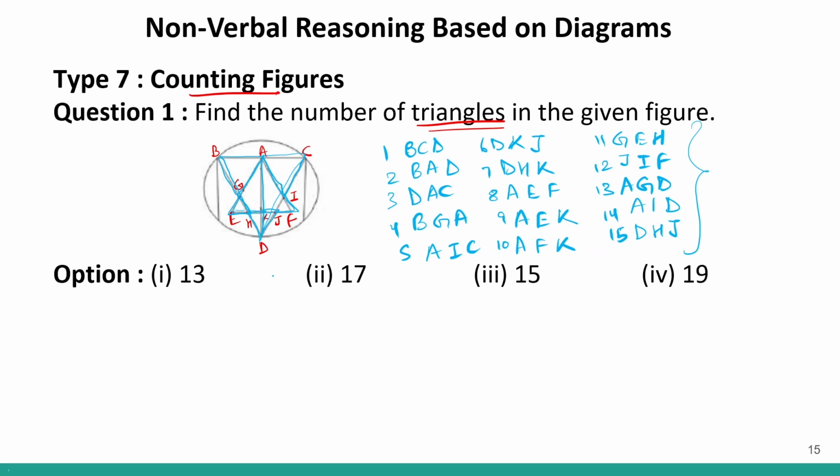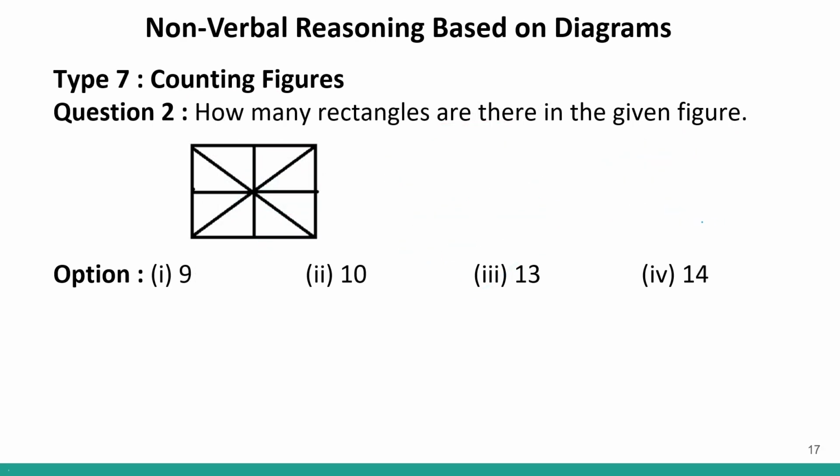Okay, so my answer will be option number 3, 15. Clear? So I by mistake repeated some triangles, but in total we have 15 triangles. Okay. Counting figures questions can be a little tricky, and they can also take time. So something like this, which is an easier figure, will not take much time. But like the previous question, that was a big figure. There were in total 15 triangles. So counting 15 triangles can be a lot.